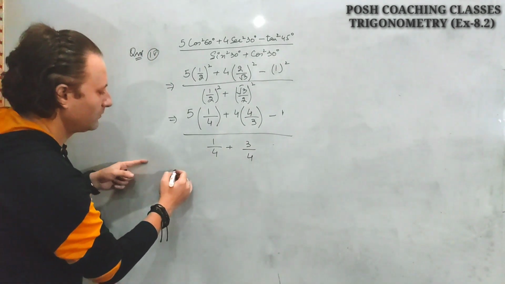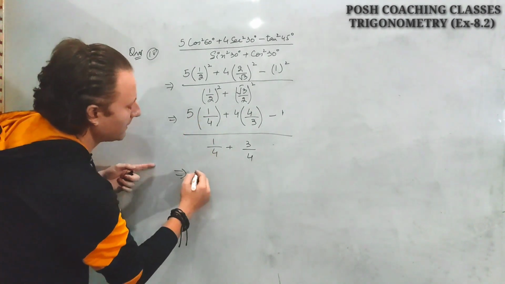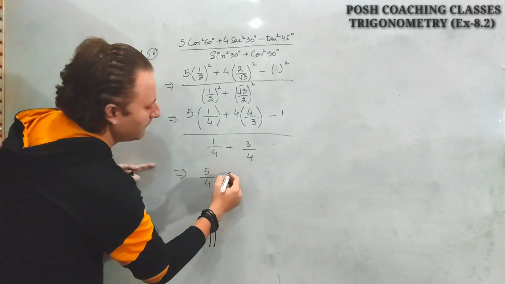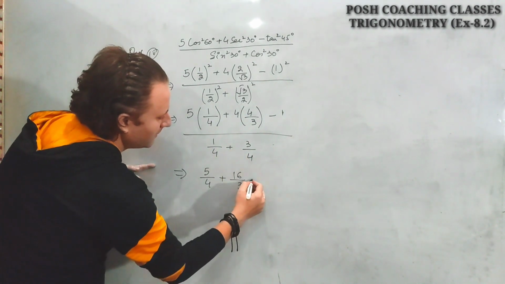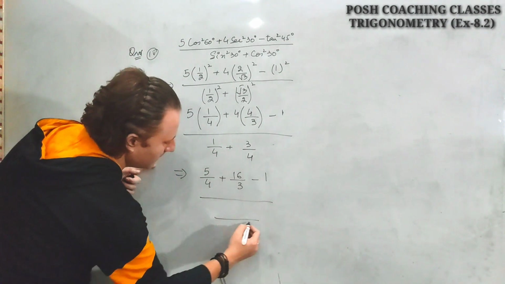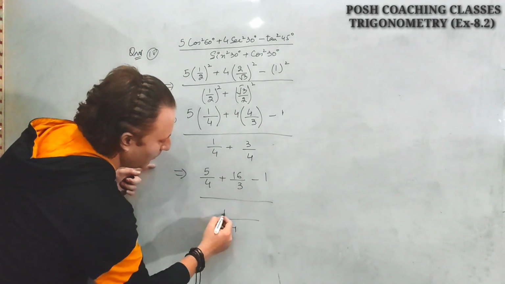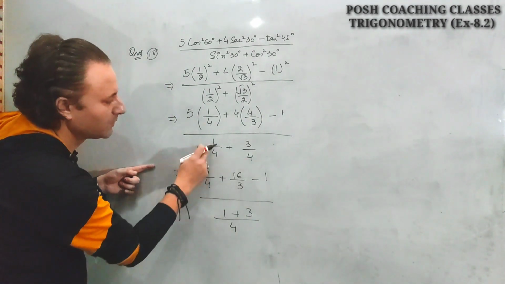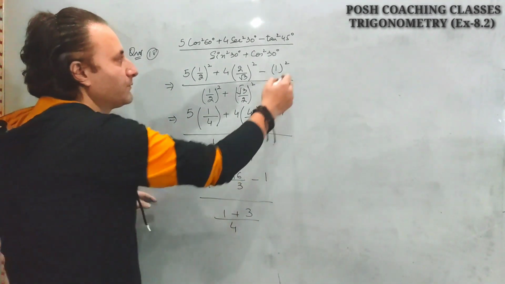Okay, now I'm going to multiply. So it is 5 multiplied by 1 is 5 upon 4. 4 multiplied by 4 is 16 upon 3 minus 1. And here I'll take LCM as 4. Then we have 1 plus 3. Why? Because the denominators and LCM, they're both the same. So write the numerator as 1 and 3.